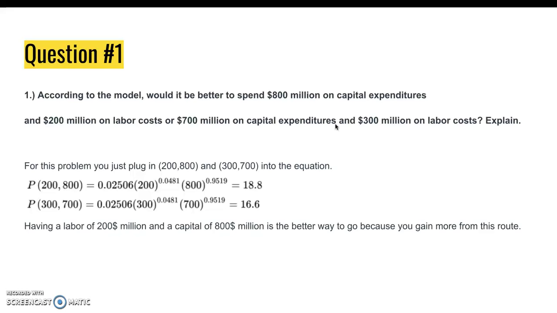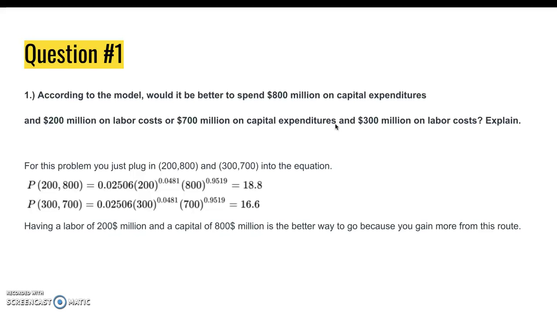So in question 1, it asks, according to the model, would it be better to spend 800 million on capital and 200 million on labor, or 700 million on capital and 300 million on labor, and then explain. And so for this problem, you just plug in the values, 200 million and 800 million, and then 300 million and 700 million into the equation.